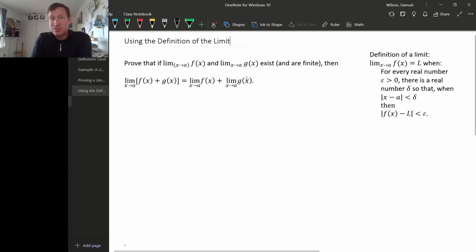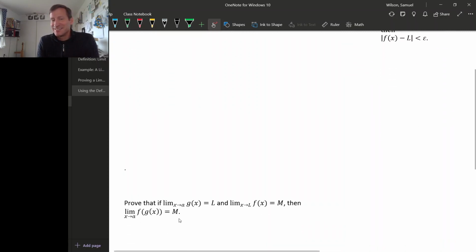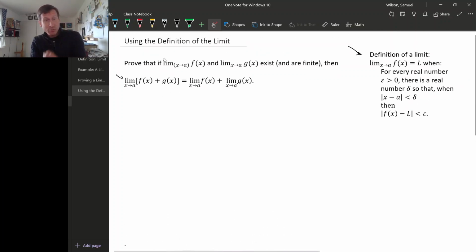Another way you can use the precise definition of a limit is to prove the limit laws that we have been using. So up to this point, you've kind of taken my word for these limit laws, but the way to prove that these limit laws are true is to use the definition of the limit. So let's do that. As an example, we'll look at the sum rule for limits, and also this composition law down here, which is maybe one of the least intuitive facts about limits. But let's start with the sum law because it's a little more straightforward.